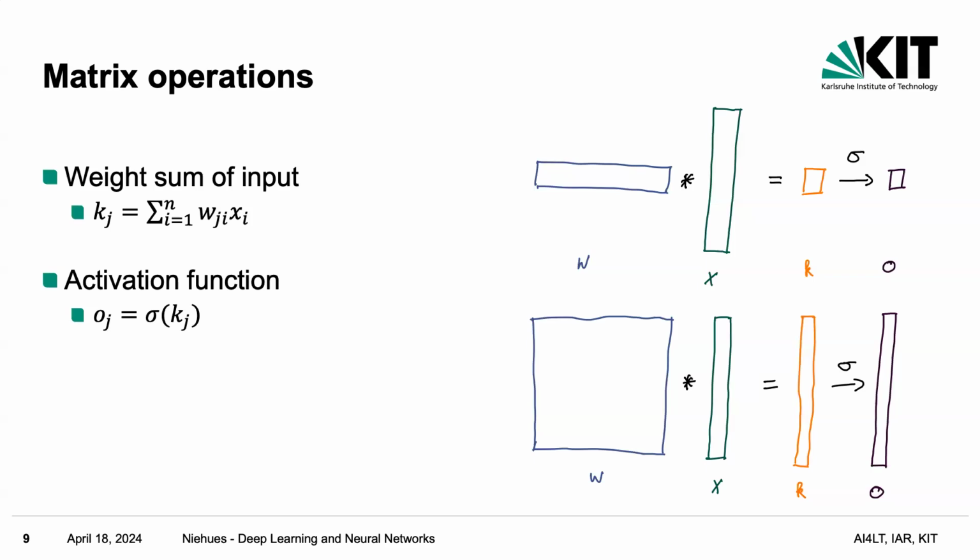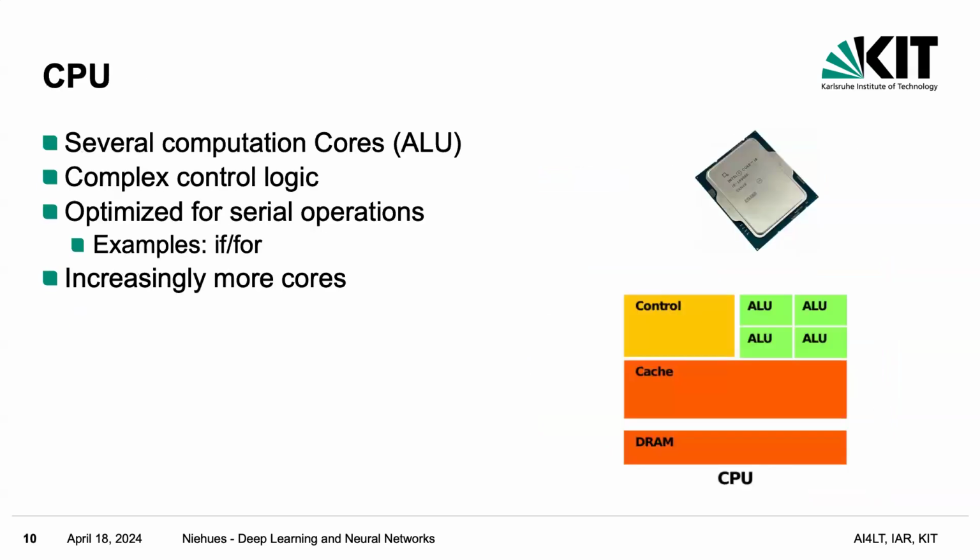Maybe it's already indicating to you that there are other types of hardware which are significantly better at doing that, and that is GPUs. So let's briefly go into that. When we're thinking about CPUs, at a very, very high level, they have several calculation units, the ALUs, and they have quite a complex control logic, and they are optimized for a lot of operations like if and for and so on, which you use in normal programming.